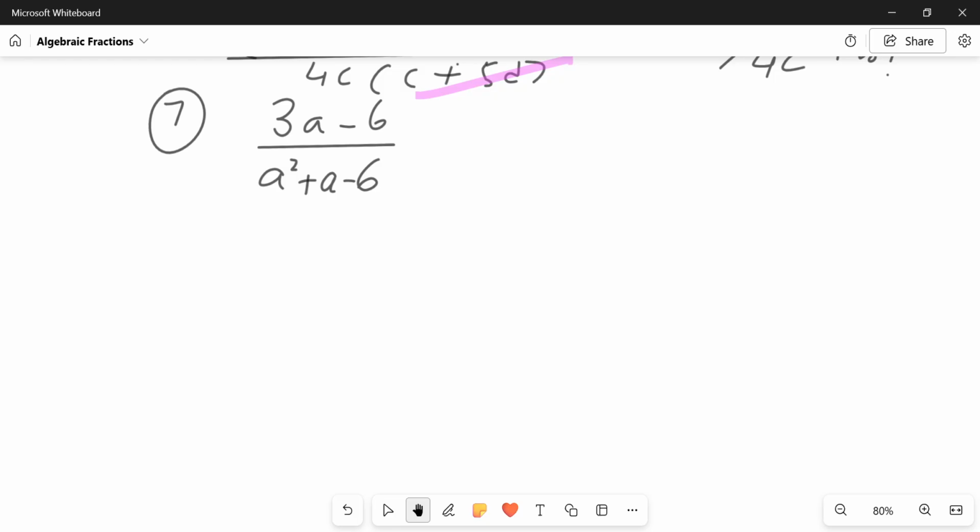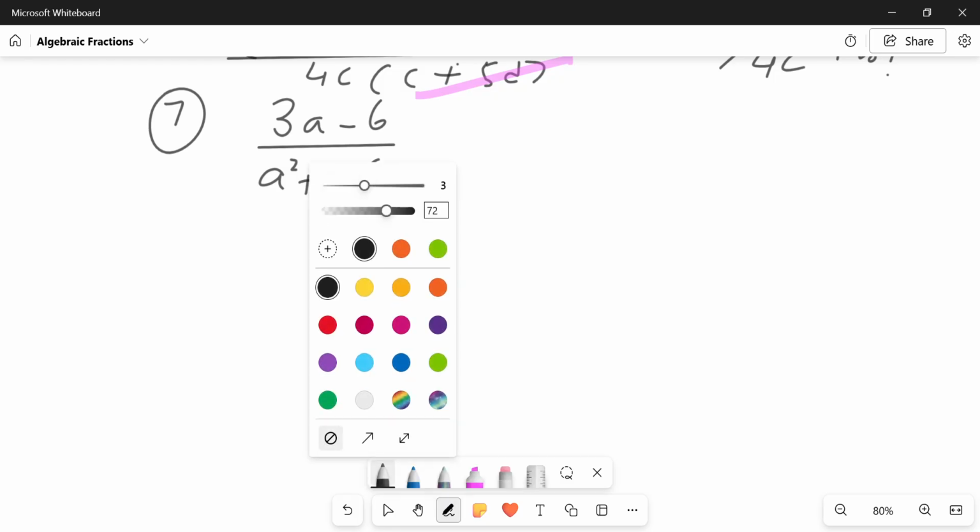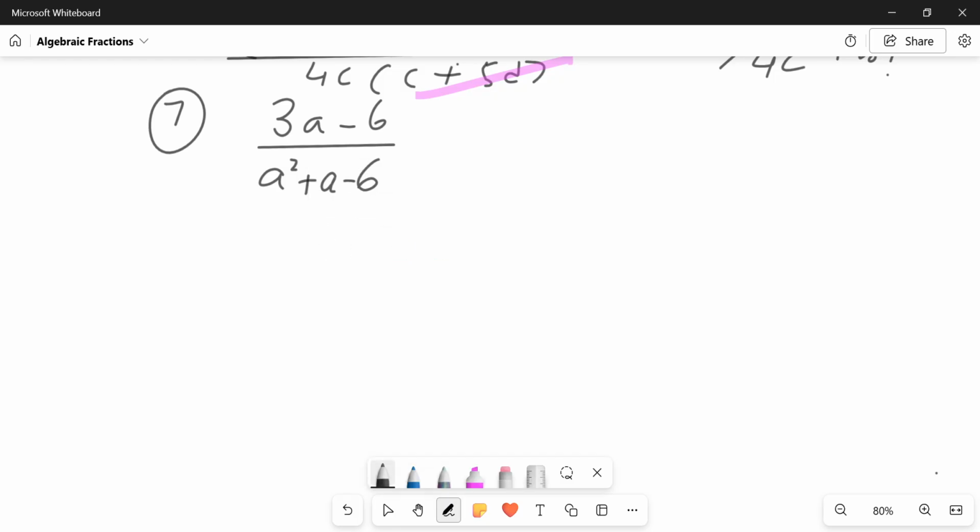Okay, I'm going to solve this one. I hope that you, students, understood all these questions till question 6. Okay, so now 3a minus 6 factorization. So easy. 3 is the highest common factor and we are left with a minus 2. We simplify the numerator. Now denominator, again middle term breaking.